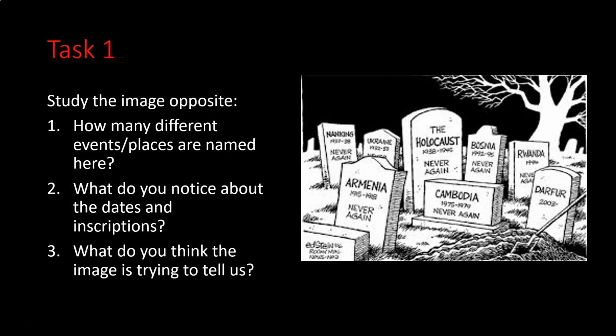Okay, so most of you will have gotten that there seems to be 8 different events or places named here. So we have Armenia down the front, we have the Holocaust, we have Cambodia, Bosnia, etc. All of these headstones are there to represent a terrible, terrible event within human history. Right? These are some of the worst crimes that have been committed.